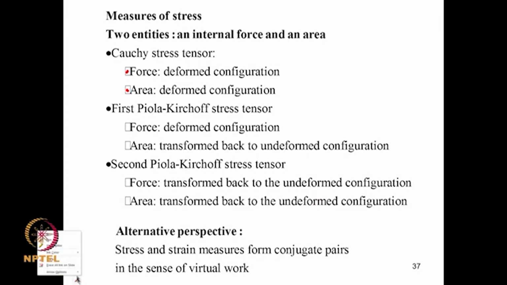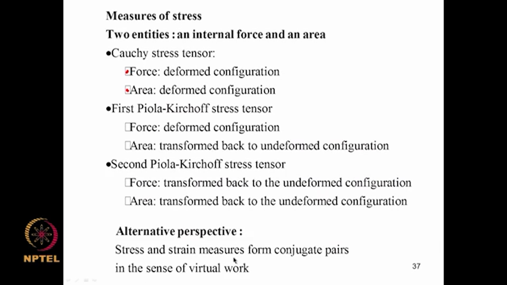So, this is one way of looking at stress, but the other alternative is to look at stress and strain measures as conjugate pairs which combine together to produce an expression for internal work done. In terms of a virtual work concept, we have seen that strain energy stored in a body is expressed as an integral of a product of stress and strain. So, we can think of stress as something that is a conjugate of a strain measure, so that along with the associated strain measure, it leads to a proper definition of internal work done due to deformation.